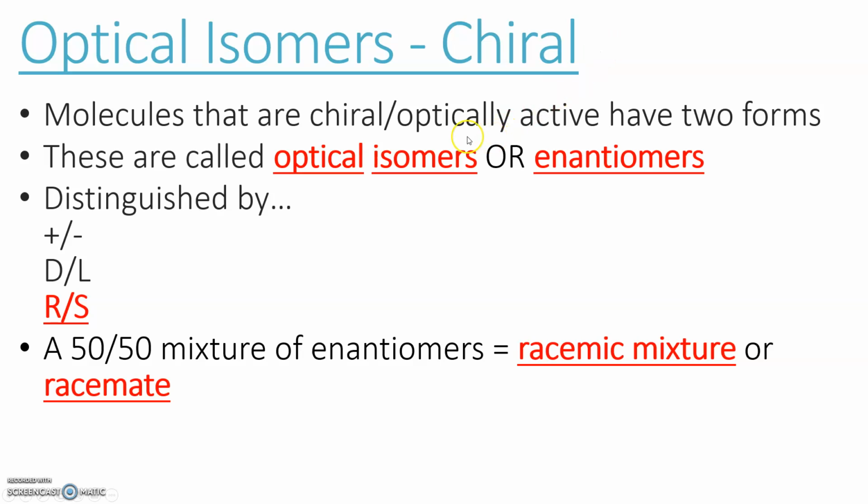We call the two forms of the optically active molecule optical isomers or enantiomers, and we distinguish them by plus, minus, D, L, R, S. It's always used to distinguish the two enantiomers from each other. If we have a 50-50 mixture of enantiomers, we call it a racemic mixture or racemate.